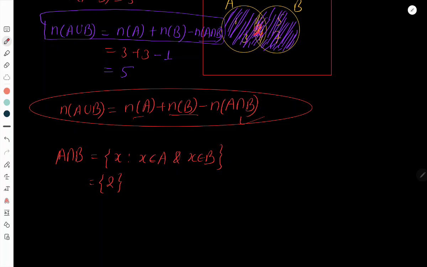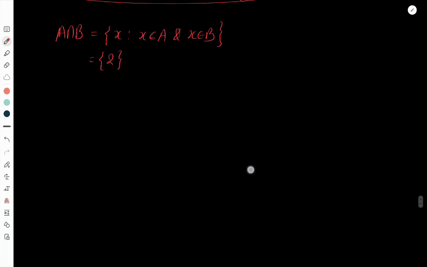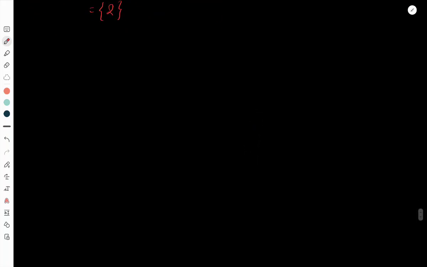So I hope this is clear: intersection, union. Now subsets are defined. A is any set and B is another set.